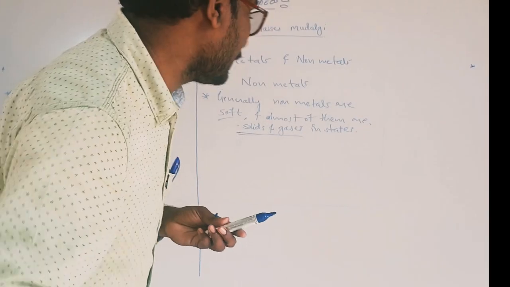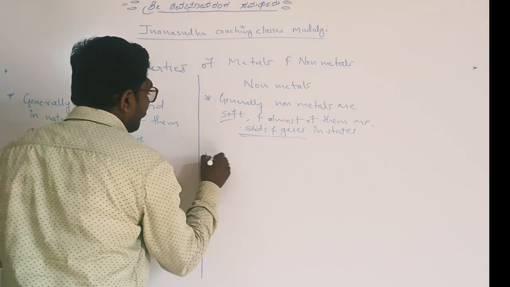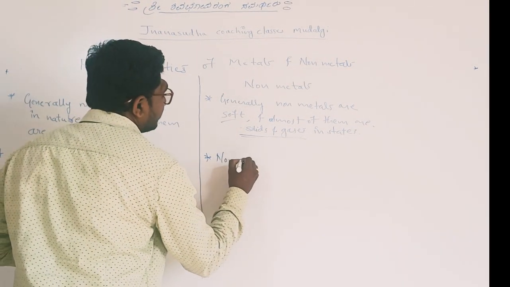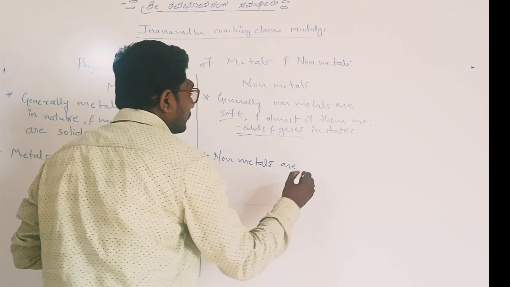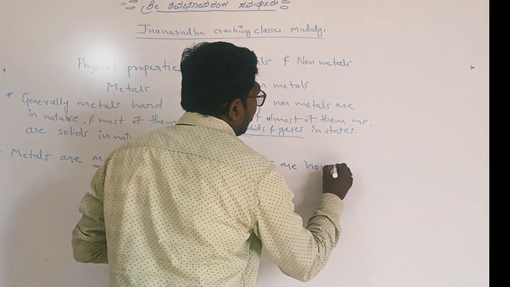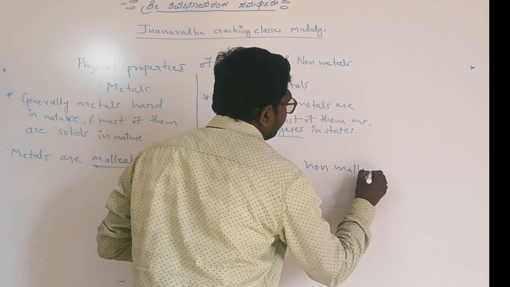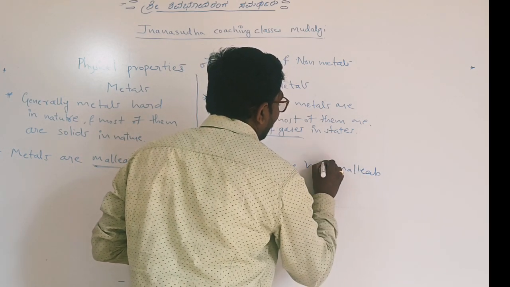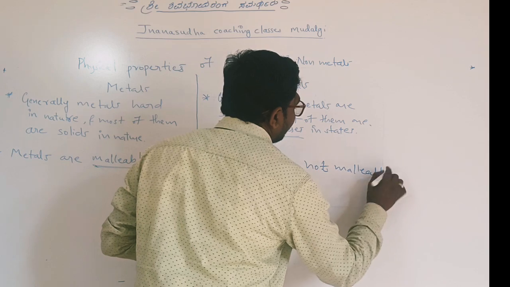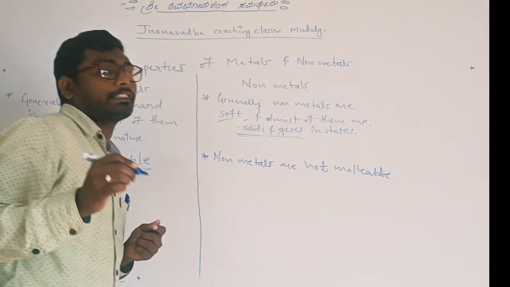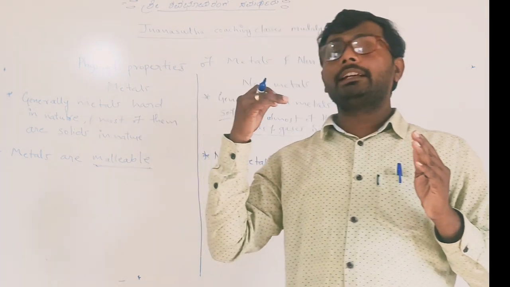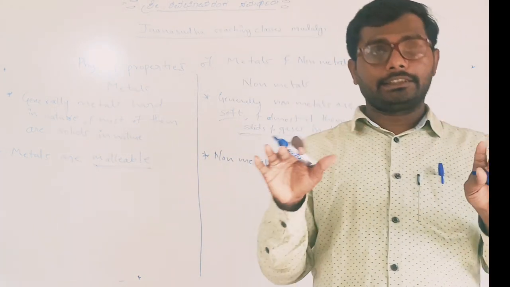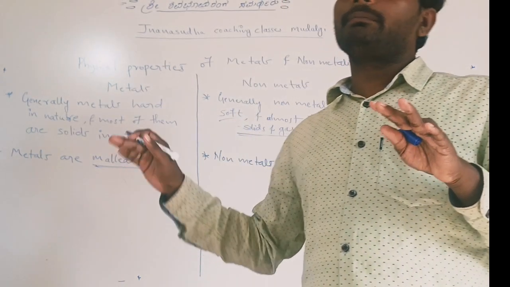Okay, almost all non-metals are non-malleable, not malleable. Yes, you know the characteristic of malleability: we can make metals into thin sheets. That property is called malleability.